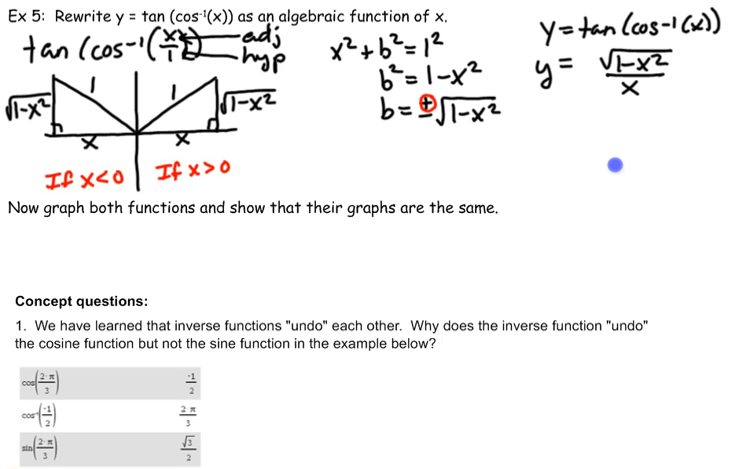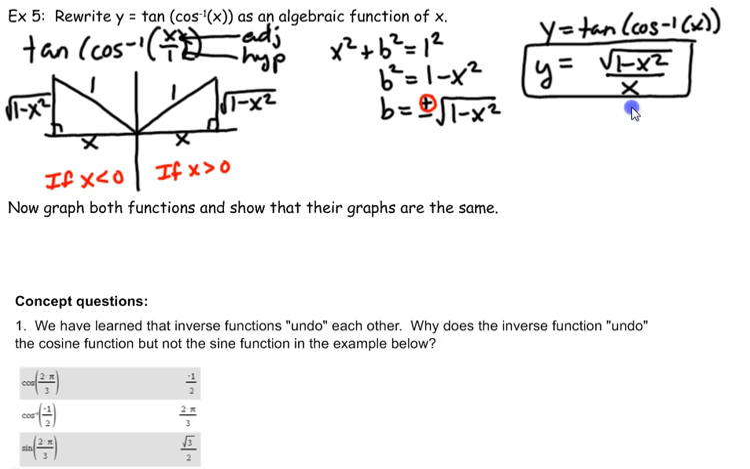So this is the algebraic function of x that is equivalent to the angle that I just got here. Or, I'm sorry, it's equivalent to this trig function. Now why would I want to change it from this form into this form? And you might be skeptical that these are even the same thing. I'm going to show you that they are in just a minute.